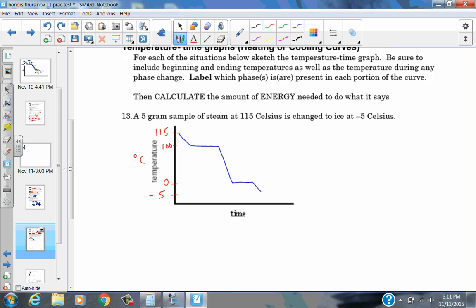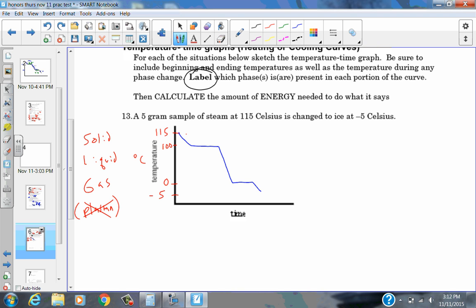The key here is to label which phases are present in each portion of the curve. It's going to get a little tedious, but this is phase. My phases are simply solid, liquid, gas. Somebody may talk about something called plasma, but that's like a sun or star sort of thing, and so that's not really one of our 3 phases: solids, liquids, and gases.